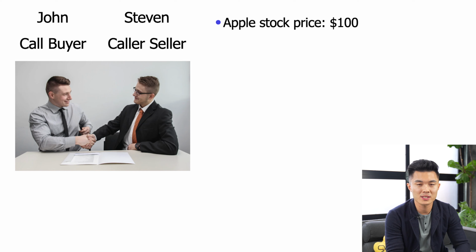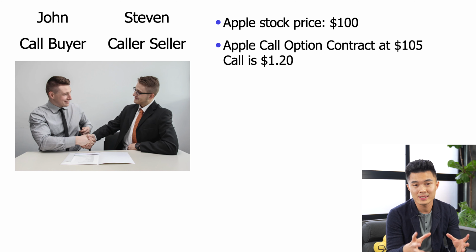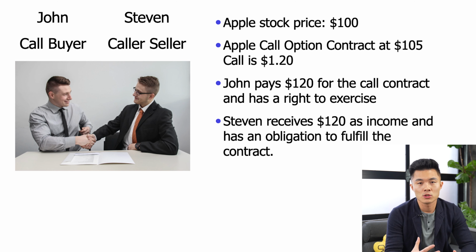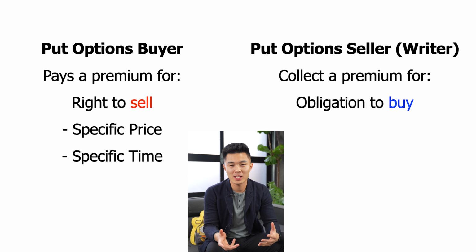If Apple stock is $100 and John decides to buy a $105 call option on this Apple stock for $1.20, John pays $120 for this call option. This $120 goes to Steven. So what does John get in return?